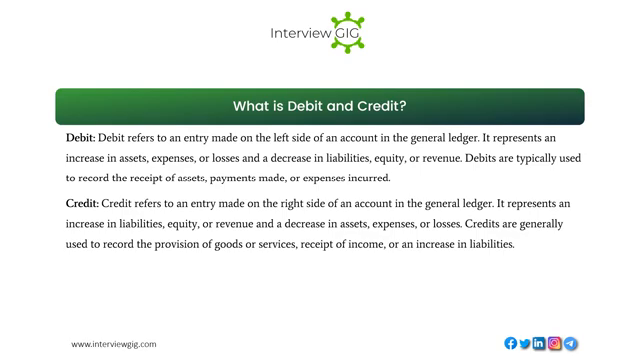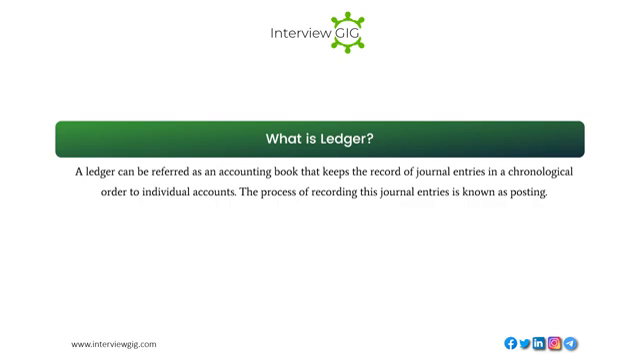Credit refers to an entry made on the right side of an account in the general ledger. It represents an increase in liabilities, equity, or revenue and a decrease in assets, expenses, or losses. Credits are generally used to record the provision of goods or services, receipt of income, or an increase in liabilities. What is ledger? A ledger can be referred as an accounting book that keeps the record of journal entries in a chronological order to individual accounts. The process of recording these journal entries is known as posting.